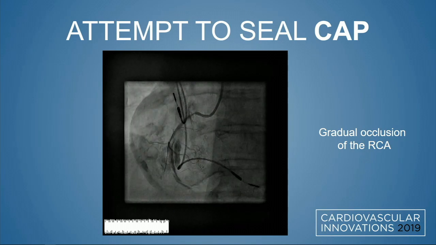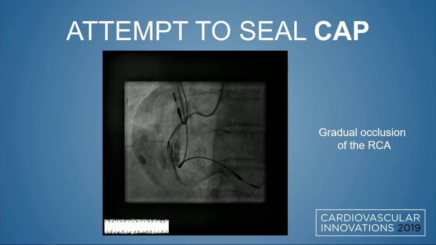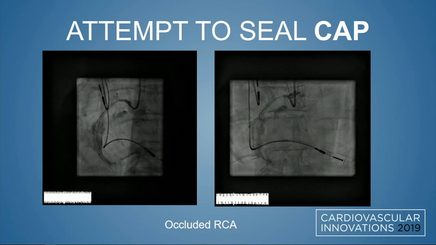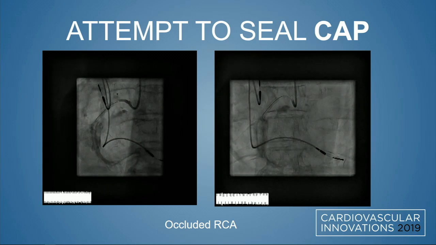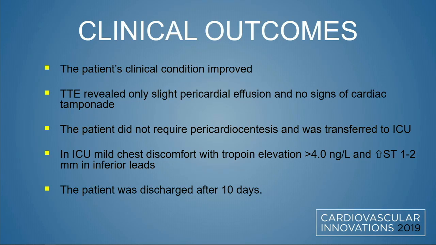We noticed gradual occlusion of the right coronary artery after around 50 minutes. And then we had totally occluded right coronary artery with sealed perforation site. The patient's clinical condition improved. TTE revealed only slight pericardial effusion, no signs of cardiac tamponade. Patient did not require pericardiocentesis and was discharged after 10 days.